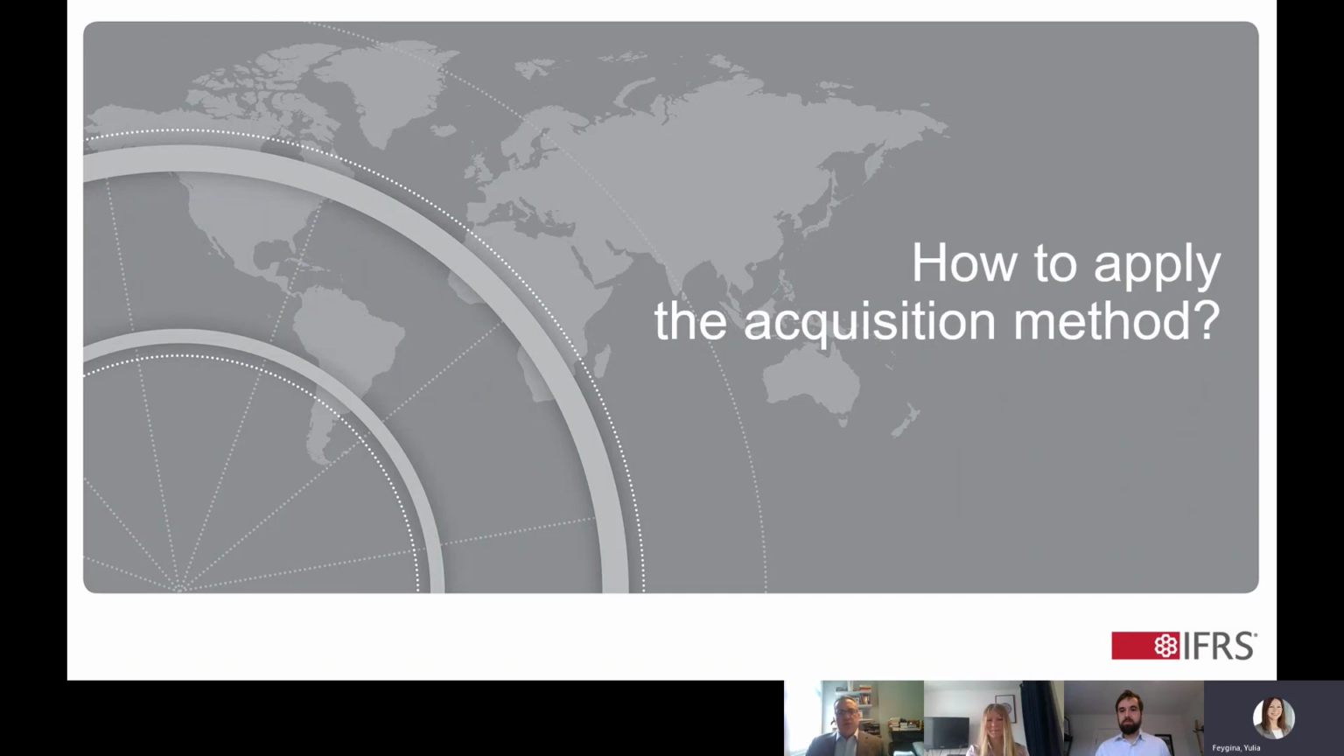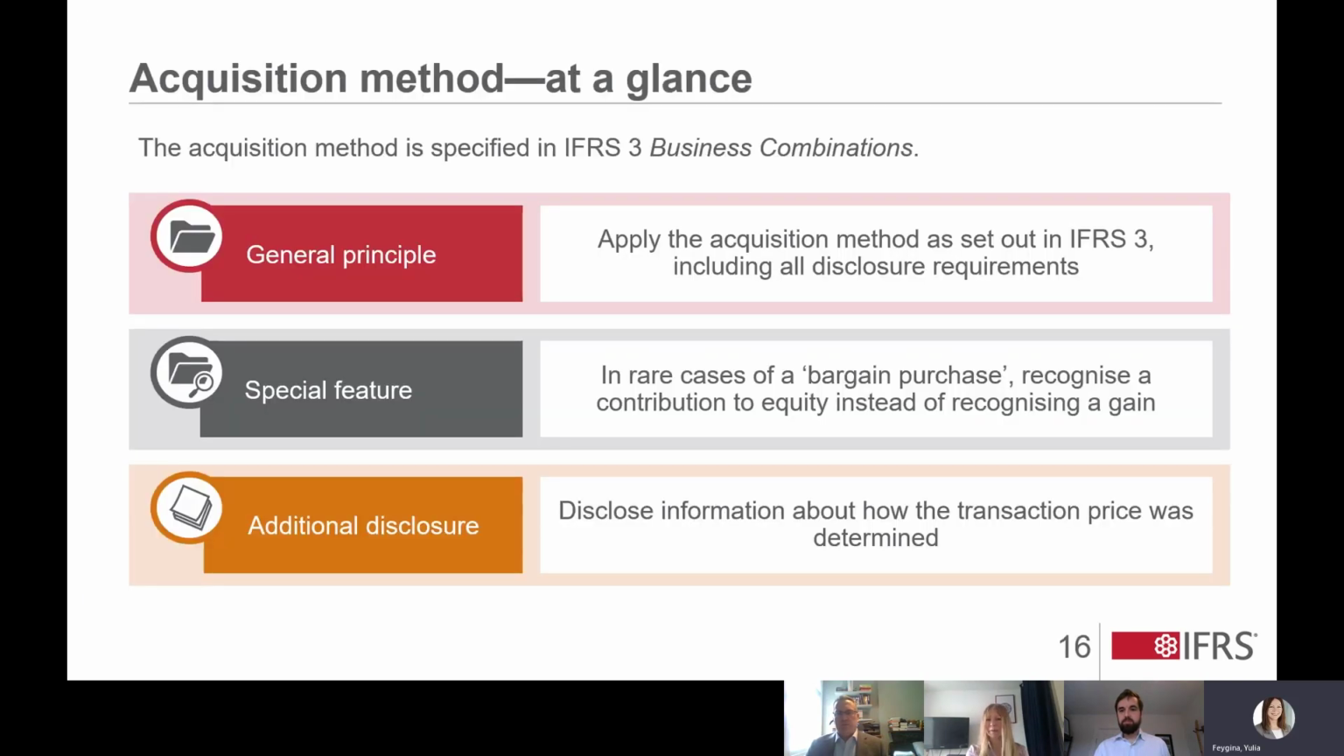Yulia, can you summarize the board's view on how the acquisition method should be applied in business combinations under common control? Yes. As we discussed earlier, the acquisition method is already set out in IFRS standards, and we also talked about how that method works. In the board's view, the acquisition method should generally apply to business combinations under common control, just as it is set out in IFRS 3. That means that assets and liabilities received will be measured at fair value, and if consideration paid is more than the fair value of those assets and liabilities, the difference will be recognized as goodwill.